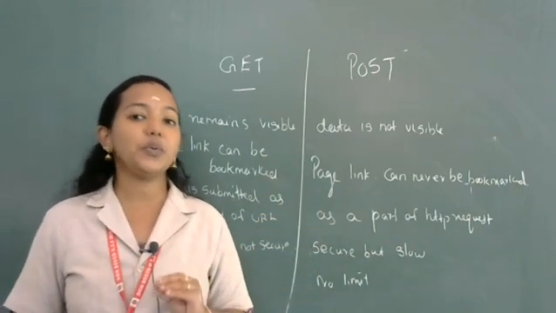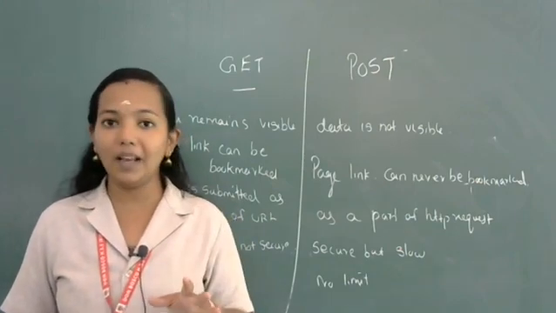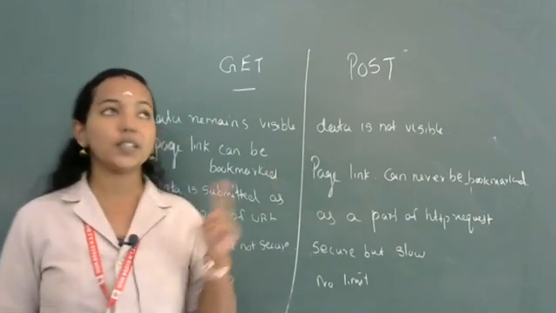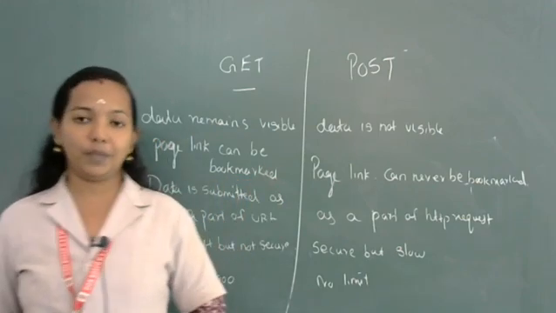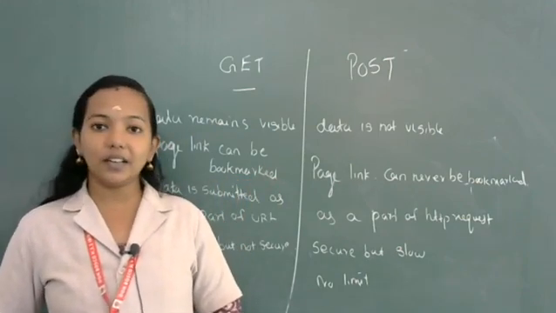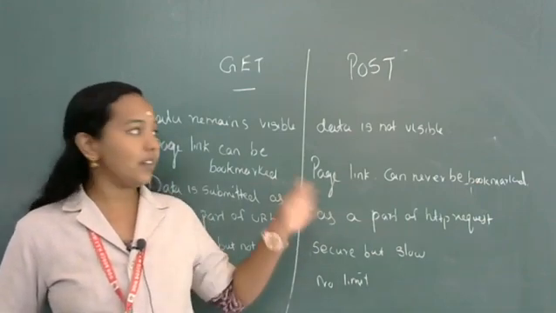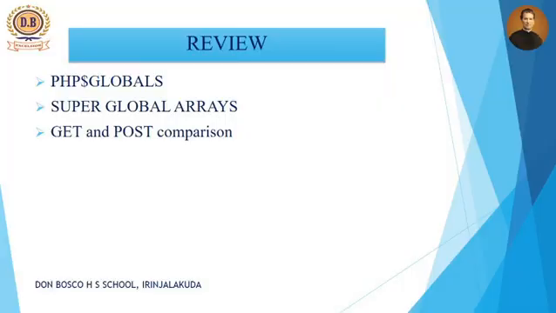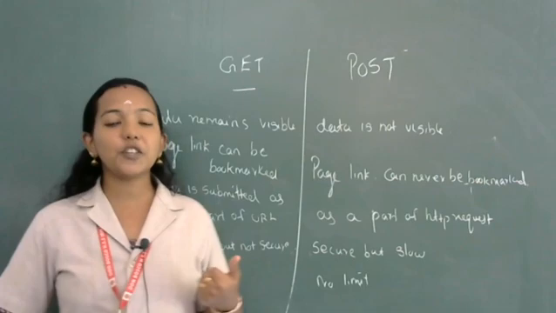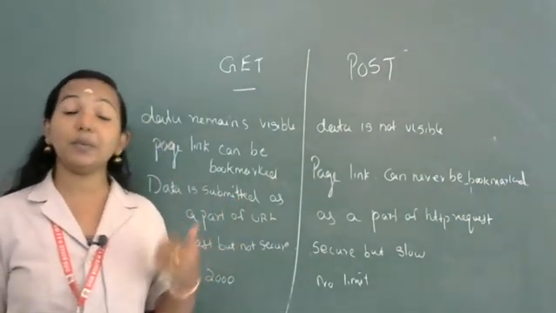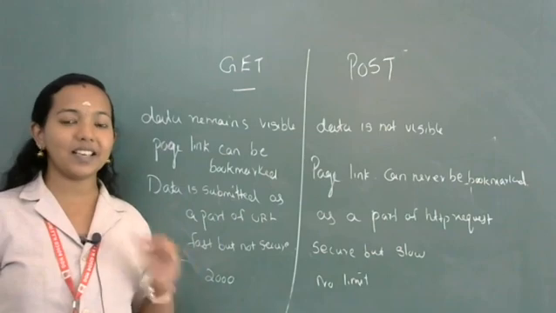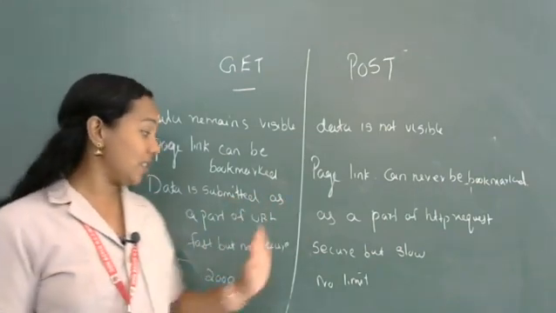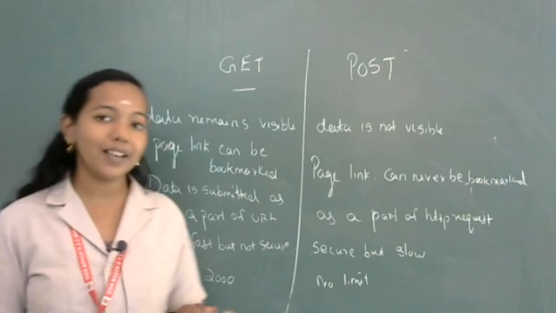In PHP we are using a super global variable for HTTP request. It uses two methods, get and post method. So by this we can conclude this video. Three topics were discussed. Again we will revise PHP super globals, super global arrays, and also the difference between get method and post method. Which method is secure? Post method. Which method is fast? Get method. But it is fast, but it is not secure.